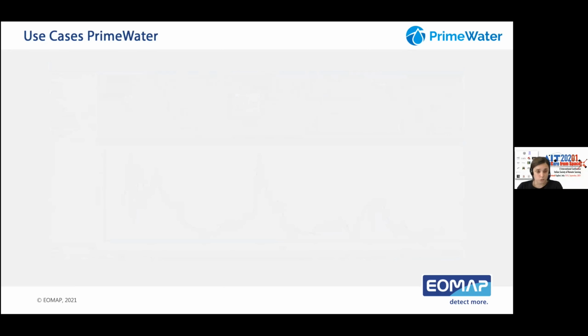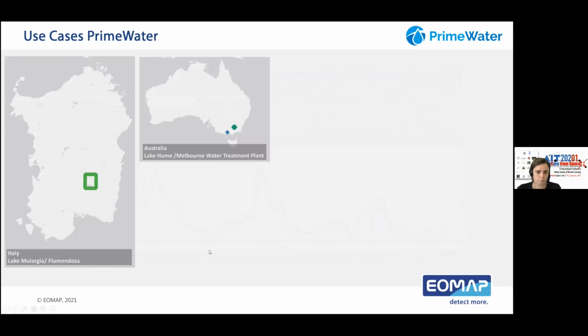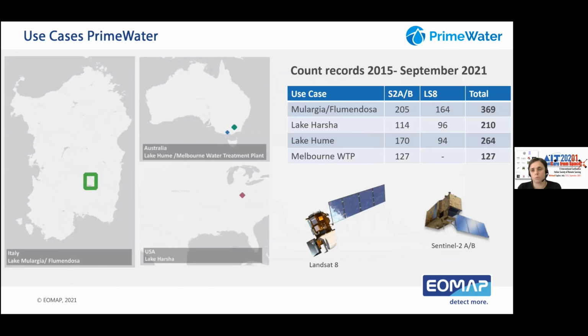So I'm going to go to the data of the different use cases. We have, as mentioned, the Lake Mulargia and Flumendosa reservoir, the Lake Heege and the Melbourne water treatment plant, and the Lake Harsha. That's what we have as count of records we used currently from 2015 to 2021. That's the time series we processed so far.